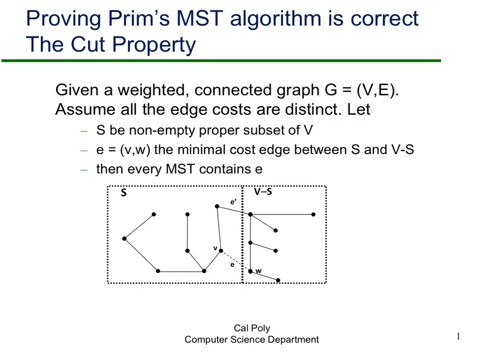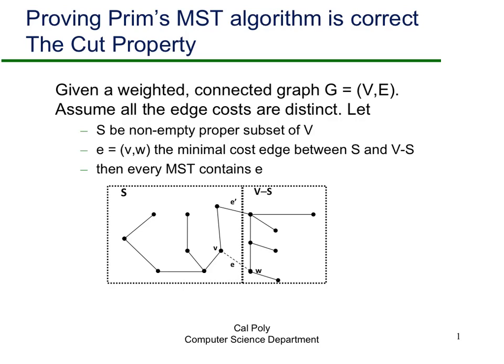And in addition to that, we're going to assume that e represents an edge from S, which is on this side, to V minus S, capital V minus S. In other words, it crosses the boundary between the vertices that are in S and the vertices that are in V minus S. If e is the smallest weight edge that crosses this boundary, then we want to show that every minimum spanning tree must contain e.